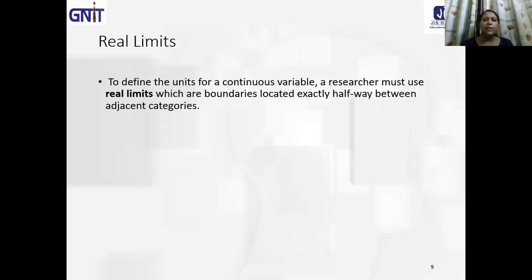So moving to our next slide, real limits. To define the units for a continuous variable, a researcher must use real limits, which are boundaries located exactly halfway between adjacent categories. I repeat, real limit is nothing but we can define it as units for a continuous variable. A researcher must use real limits, which are boundaries located exactly halfway between adjacent categories.